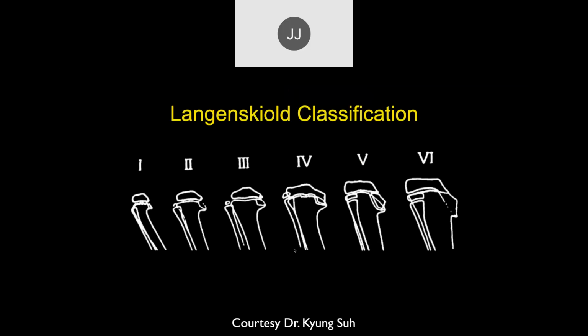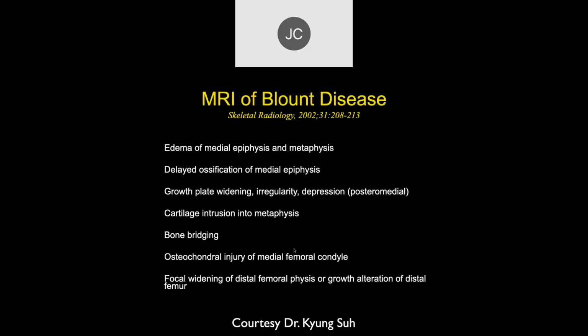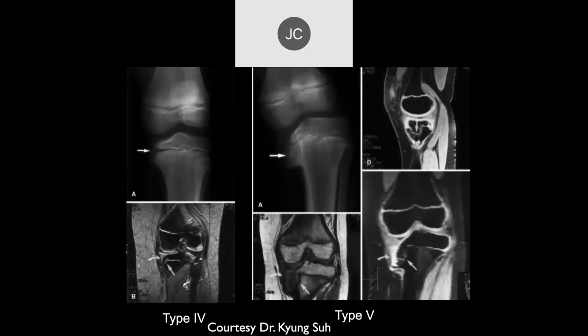Thanks, John. There are classifications, but I really don't think we need to go into that. And yeah, so it's mainly the growth disturbance, but if the growth disturbance is associated with a lot of other findings, you can see edema, the late ossification, widening, and so forth. Just kind of some examples of what Blount's disease can look like. Here we can see the abnormal growth plate and the deformities here in later Blount's disease.